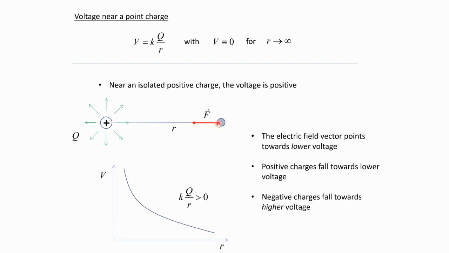Put a negative charge there, it'll feel a force opposite in direction of the electric field, in other words, towards the positive charge. That negative will be attracted to it. So negative charges will fall towards higher voltages, as you can see. Voltage is the property of the point of space. Forces and things are properties of putting the charge there and it feeling the field, feeling the electric potential.